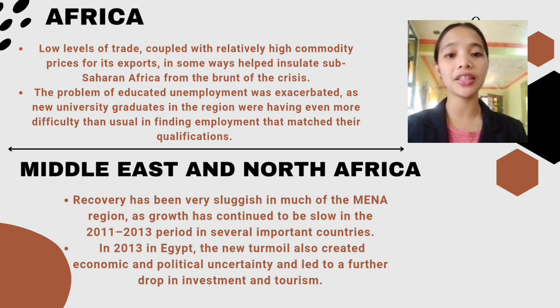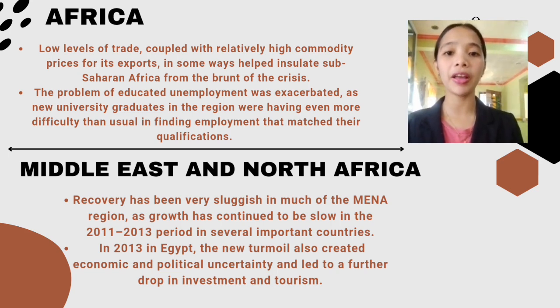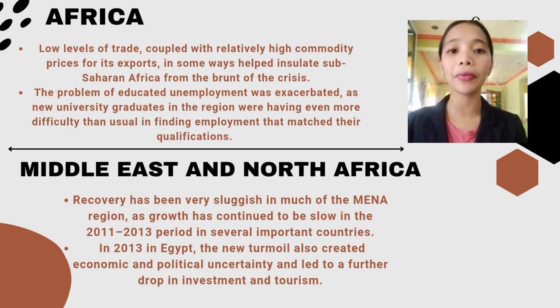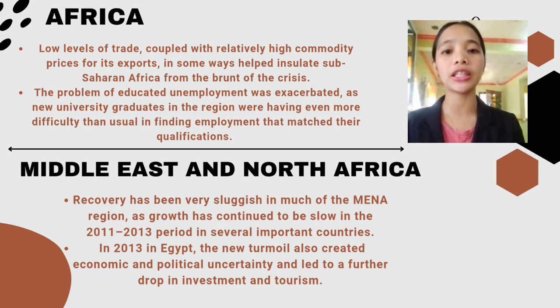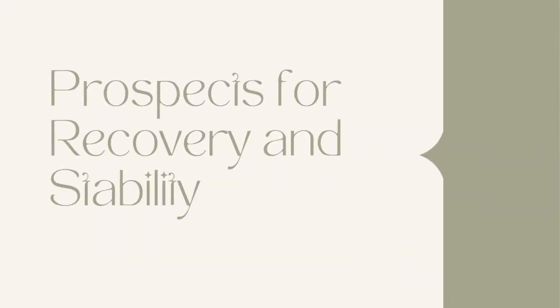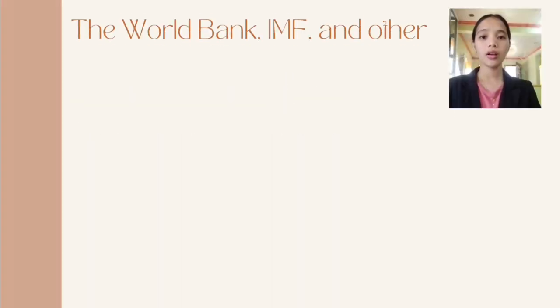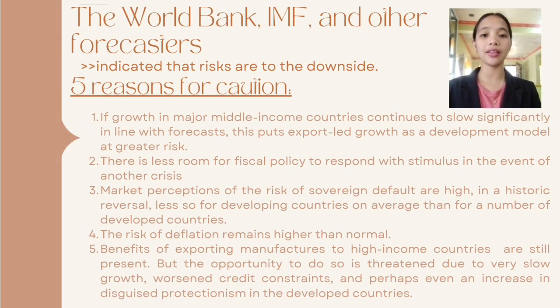In 2013 in Egypt, the new turmoil also created economic and political uncertainty and led to a further drop in investment and tourism. The economic breakdown in Syria has reflected the brutality of its civil war. Even in countries that have not experienced turmoil, some spillovers, including investor perceptions, have led to falls in economic activity. On the other hand, oil exporters have benefited from prevailing relatively high oil prices, even prospects for recovery and stability.